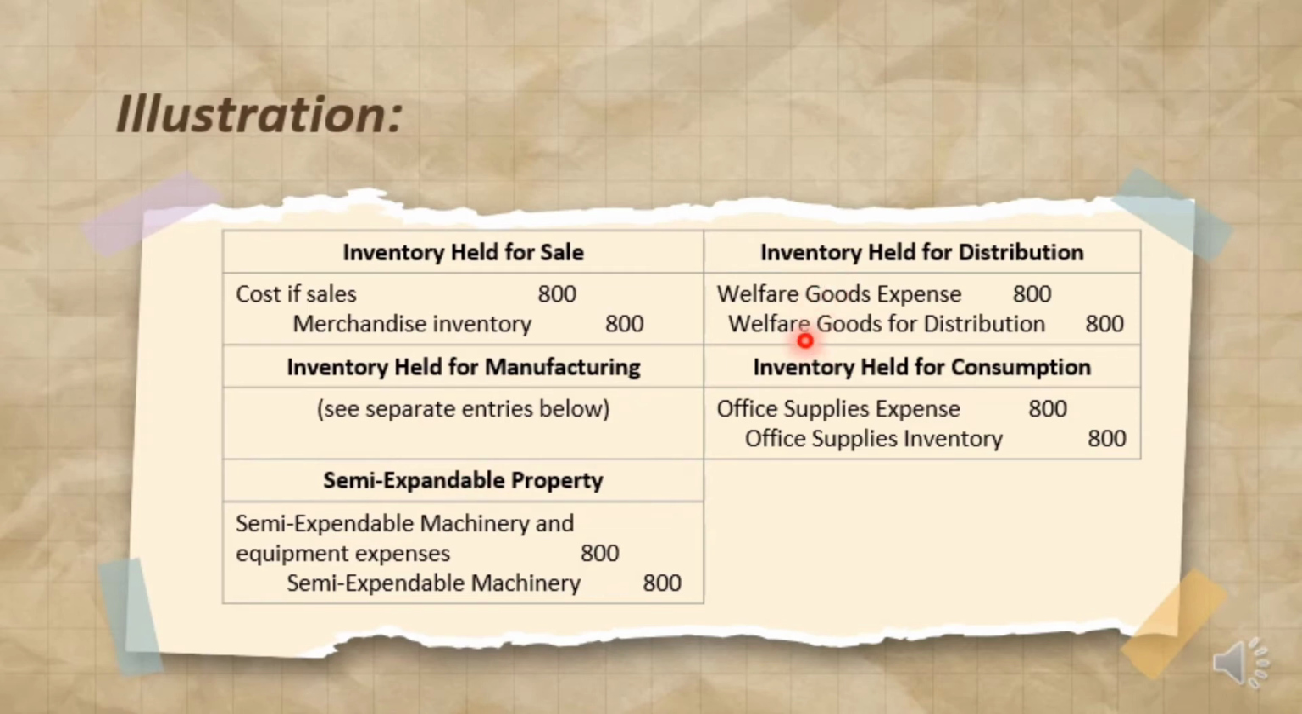So inventory held for consumption, we debit office supplies expense of 800, and then credit office supplies inventory 800. And then semi-expendable property, yung entry natin for that is debit semi-expendable machinery and equipment expenses of 800, and credit semi-expendable machinery of 800.